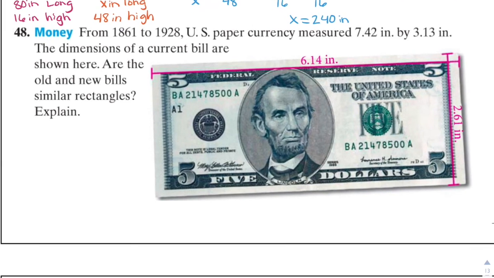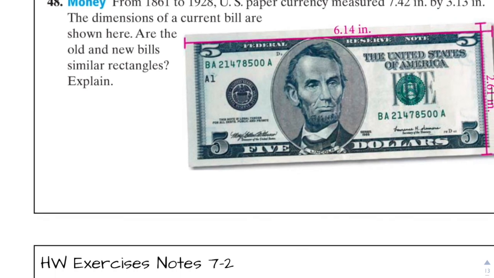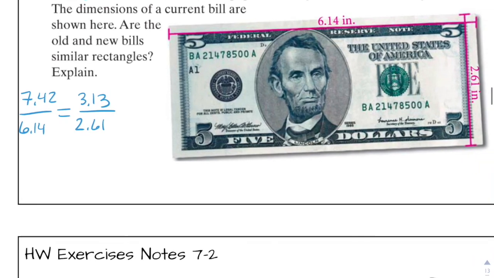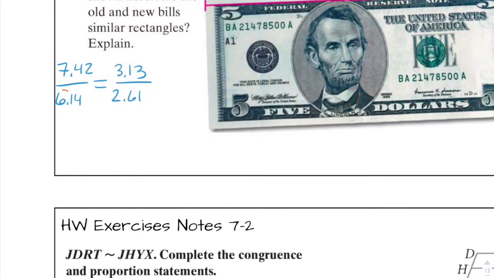So what we're going to do is compare and see if they are similar rectangles. The way to determine if they are is to determine if they're proportional. So I'm just going to set up 7.42 is to 6.14 as 3.13 is to 2.61. So I'm doing length is to width as length is to width. Just find your cross products. Let's see what we get for a number here.